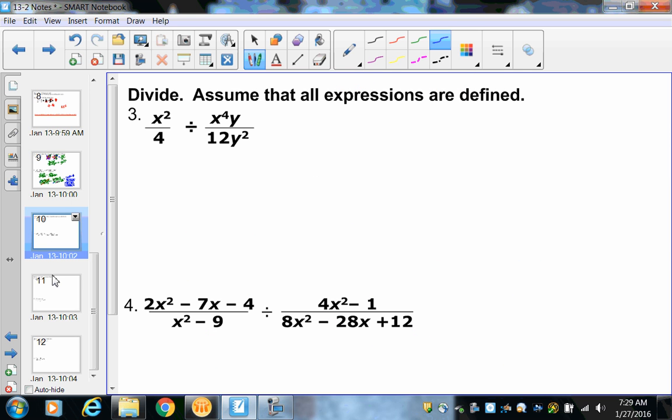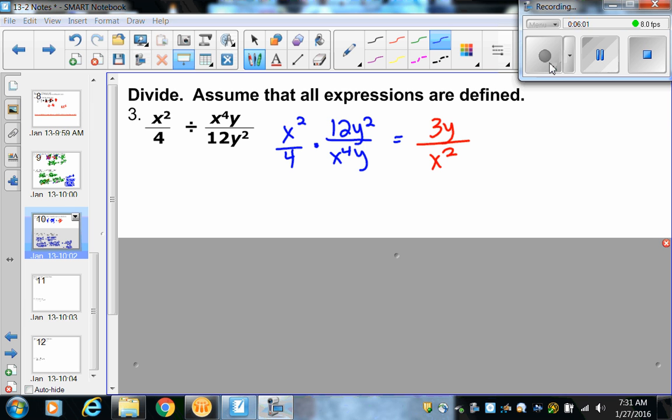Now I want you to pause the video and try example 3 and 4 for yourself. Okay, so for example 3, your final answer should come out to be 3y over x squared. How did we get that?